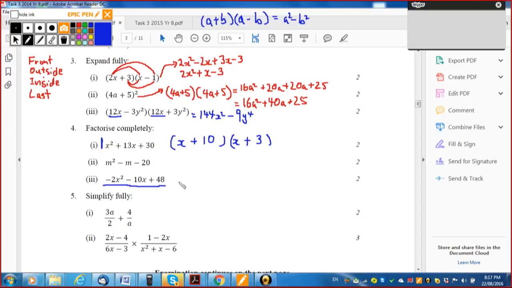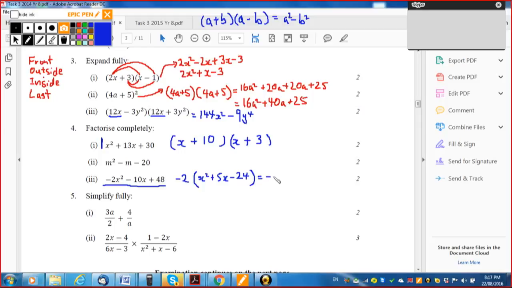Factorize out a negative 2, which leaves you with x squared plus 5x minus 24, since 48 divided by 2 is 24. Now, have we got a resultant monic? Yes, a resultant monic. So now we can factorize that.